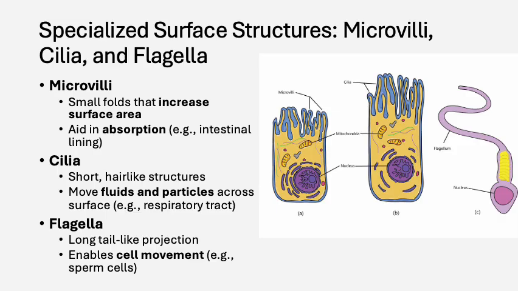Some cells possess specialized surface structures that enhance their function. Microvilli are small projections that increase surface area and are especially important in absorption in the digestive tract. Cilia are short hair-like structures that move fluid and particles across the cell surface, such as mucus in the respiratory system. Flagella are longer structures that enable cell movement, most notably seen in sperm cells. These surface adaptations reflect the specific functional demands placed on different cell types.